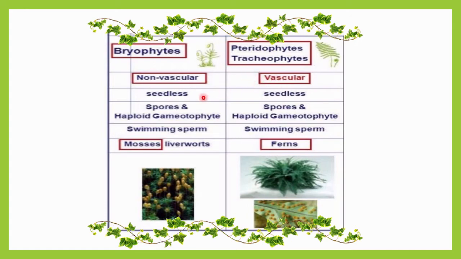Both are seedless. Here you can see both are seedless. Here you must remember spores, haploid and gametophyte, and here also spores, haploid gametophytes. Then swimming sperm, here also swimming sperm. Then next, what is the difference in examples? Mosses and liverworts are examples of bryophytes, but here fern is the example. So these are the differences between bryophytes and pteridophytes.